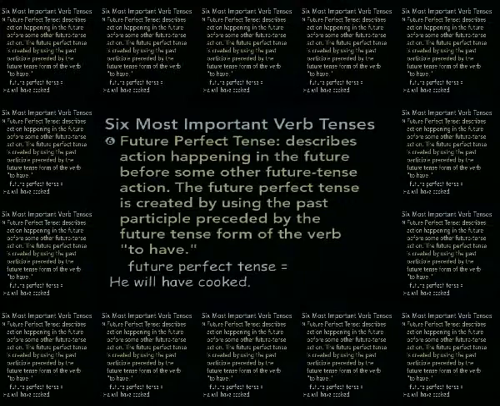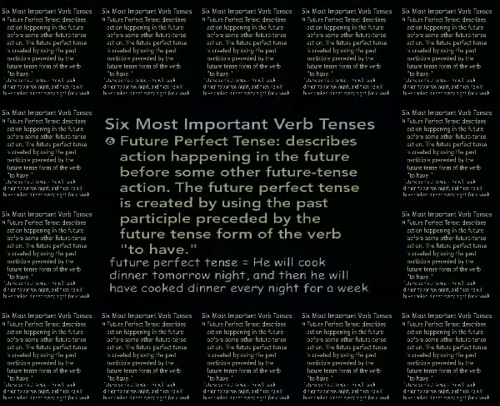Well, remember, the future perfect tense is used to describe some future event happening before some other future event. Let's look at this example. He will cook dinner tomorrow night, and then he will have cooked dinner every night for a week. Notice what's happening in this sentence. Tomorrow, we're told, he will cook dinner, and when he does that, he will have cooked dinner every night for a week. The action of cooking tomorrow's dinner is taking place in the future tense. He will have cooked dinner every night for a week describes action taken prior to the cooking of tomorrow's dinner. So there's an example of how the future perfect tense is used.